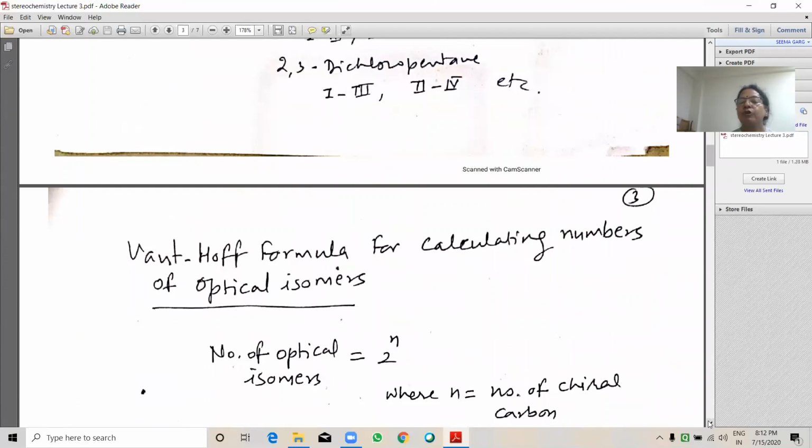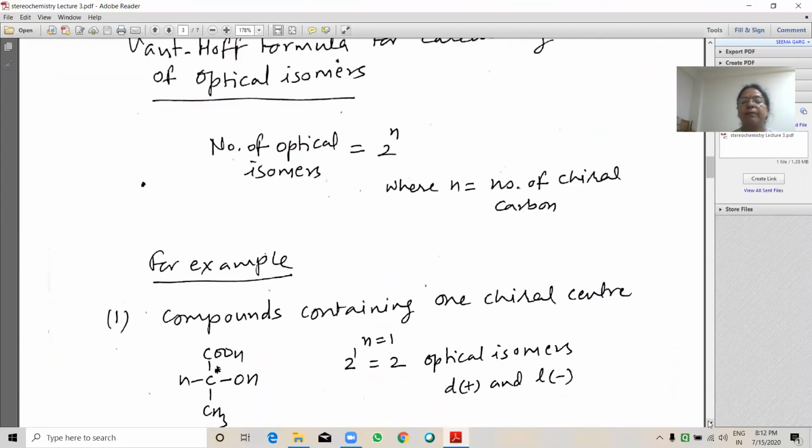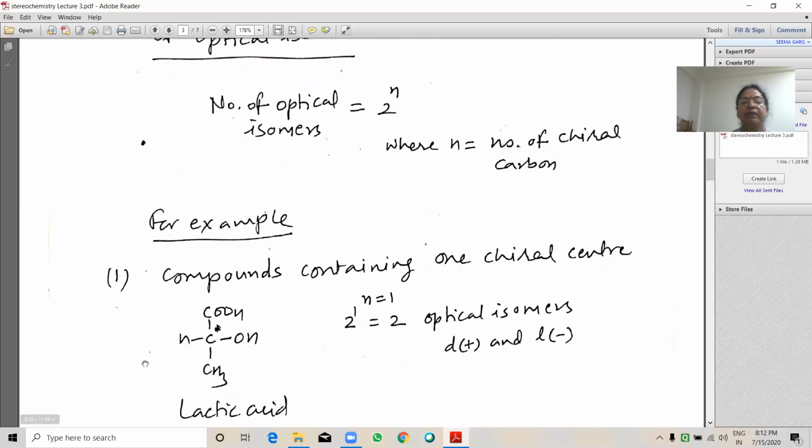Now the formula for calculating the number of optical isomers. It is a very simple formula, 2 raised to n, where n is the number of chiral carbons. For example, compounds containing one chiral center or one chiral carbon, for example lactic acid. See here, this carbon is chiral. So substitute the value n equal to 1, 2 raised to 1 is equal to 2. So 2 optical isomers, dextro and levo.